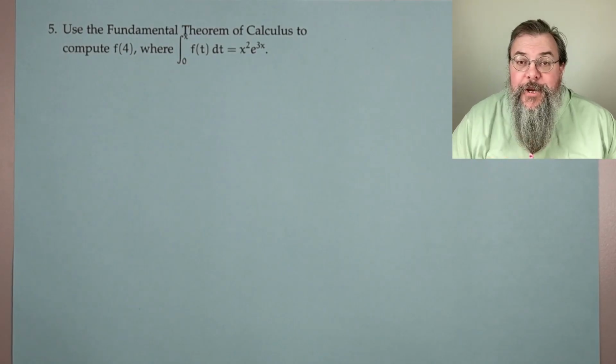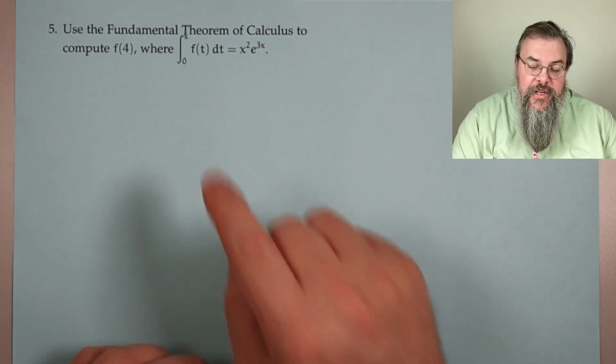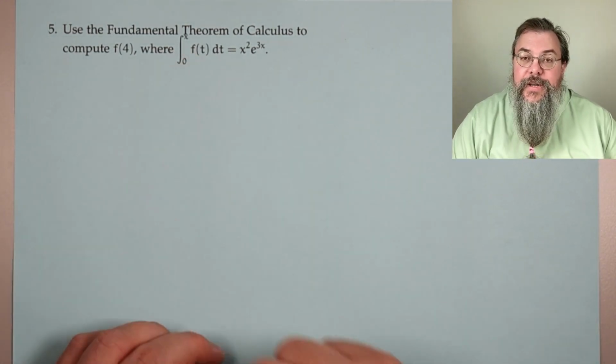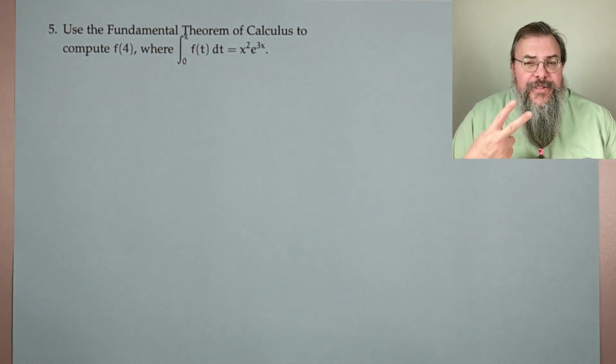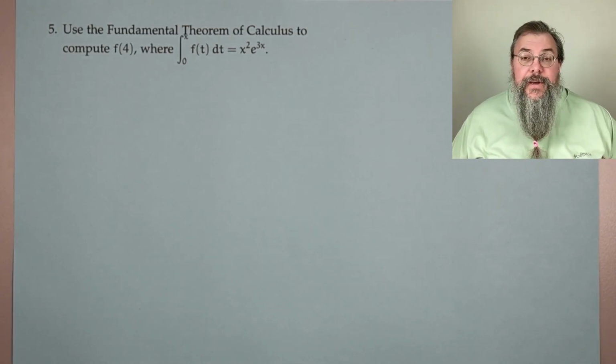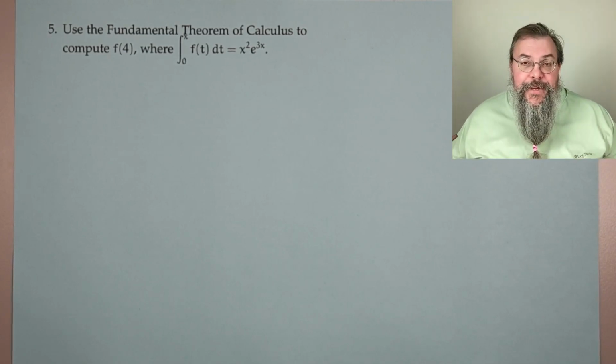Use the fundamental theorem of calculus to compute f of 4, where we're told that the integral from 0 to x of f of t dt is x squared e to the 3x. Now there's two flavors to the fundamental theorem of calculus. One flavor is, if I want to do definite integrals, find an antiderivative and evaluate.